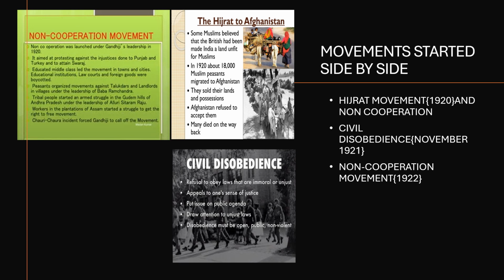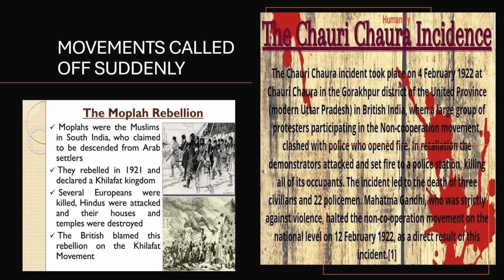The next is civil disobedience. Civil disobedience was the refusal to obey laws that were unjust or immoral, an appeal to one's sense of justice, to put the issue on the public agenda and draw attention to unjust laws, and the disobedience must be open, public, and non-violent. But it ended the other way. Now, Gandhi's street politics and the use of religion in politics suddenly ended because of two incidents. Number one was the Mopla rising or rebellion, and the other is the Chora Chori incident.